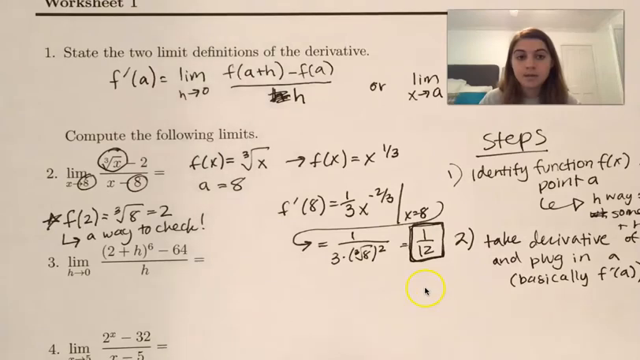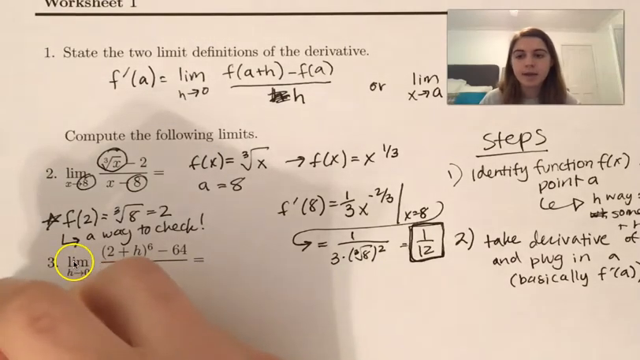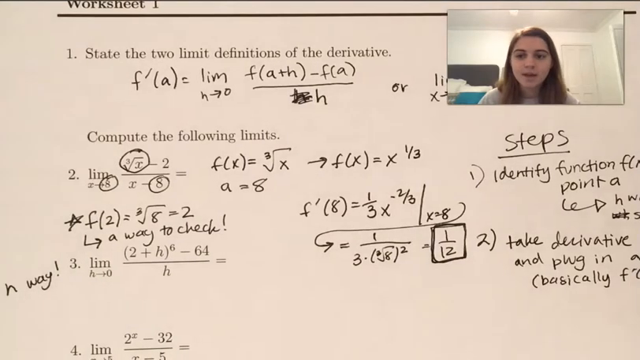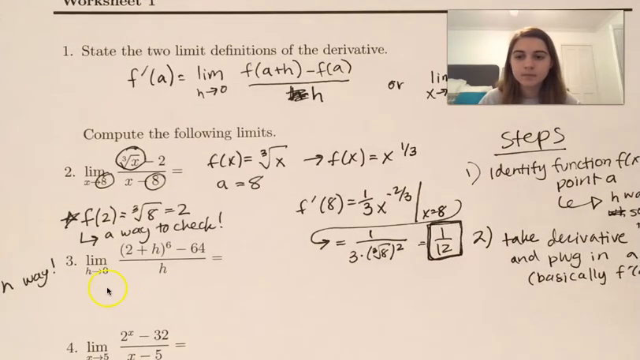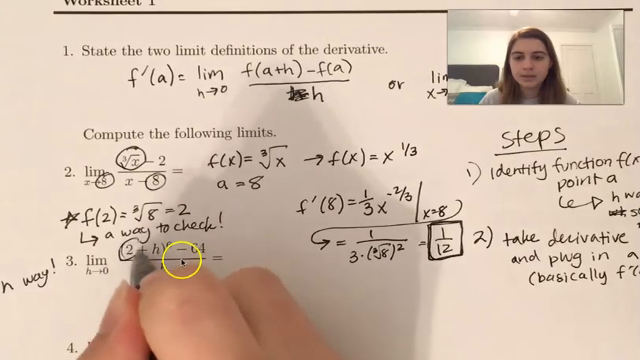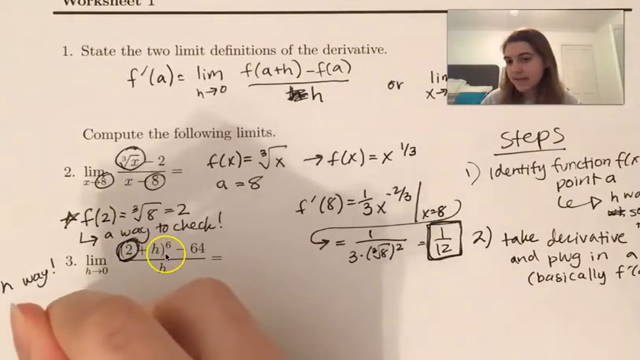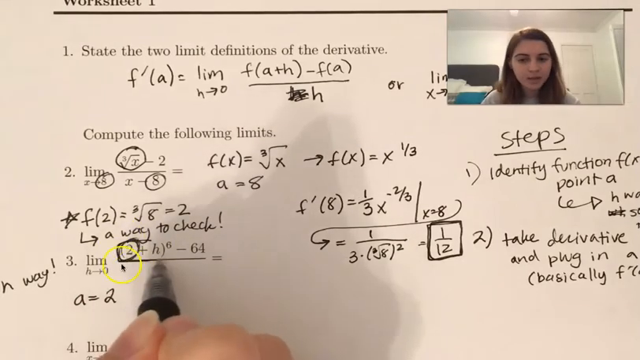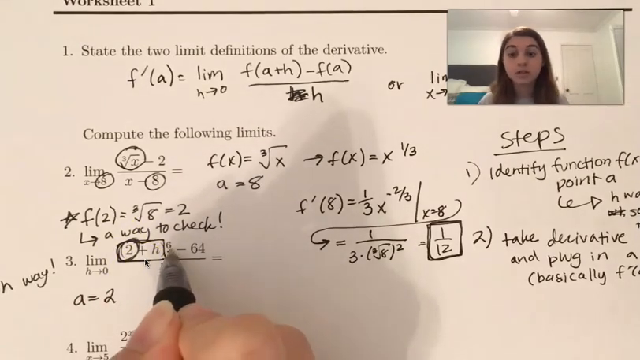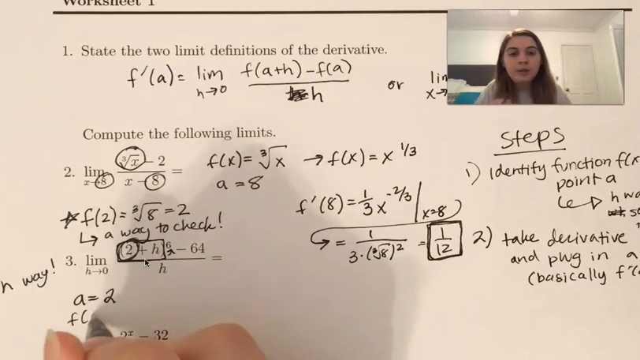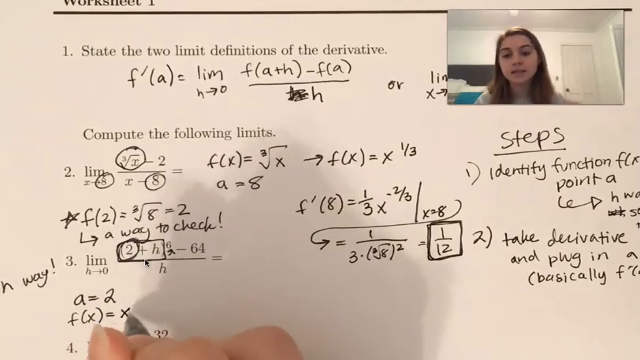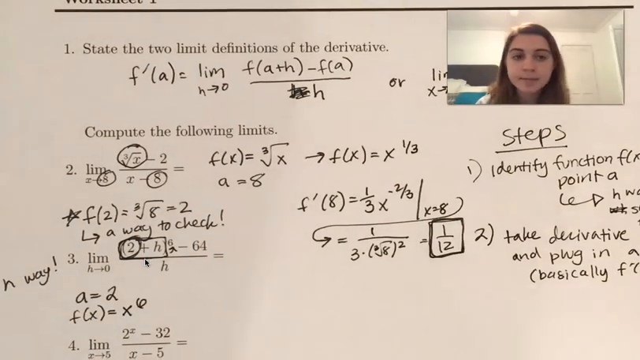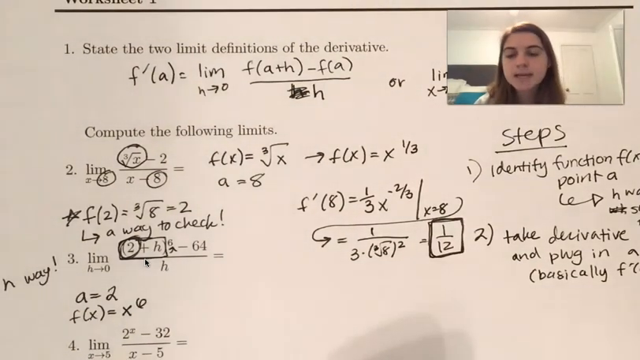The next one is the h way. Can you see that? There we go, h way. So the first thing we're looking for is a, whatever's being added to h. So you know a is 2, and then what is that whole thing being plugged into? What's the function? It's that whole thing to the 6th, so the function is x to the 6th. And then after that, we just do the same steps for both of the ways.